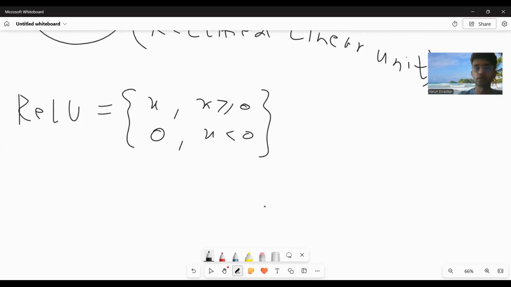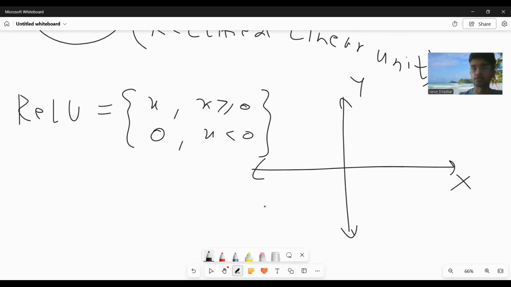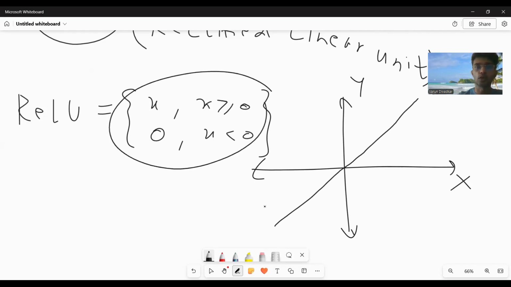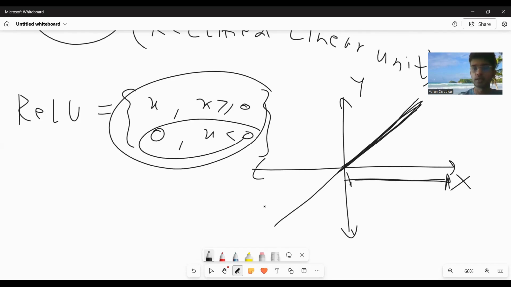So how is this going to look on the graph? This is your x-axis, this is your y-axis. So the line y equals x looks like this, right? It passes through the origin. If you look at this function, for all values of x greater than 0, that is this part, it's going to retain this part. And for all values of x less than 0, it's going to cancel out this part and normalize it to 0, right? So the ReLU function looks like this bold line. It looks something like this, all right?